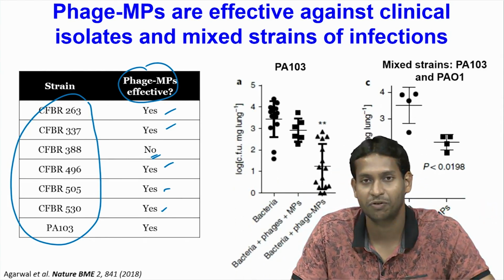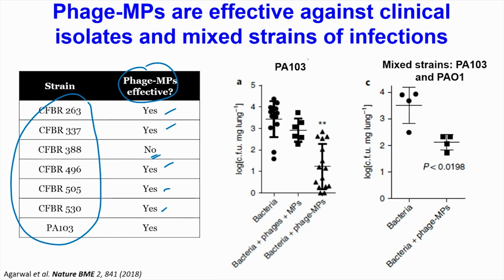And then they did an in vivo experiment using one of these clinical strains, which is PA103, and what they find is again the same result. If they only give phages, they do not really see much reduction. In fact, there is no significant reduction, whereas if they give their phage microparticle, they see quite a bit of reduction in the amount of bacteria that is present in the lung.